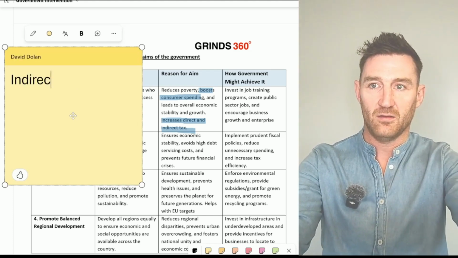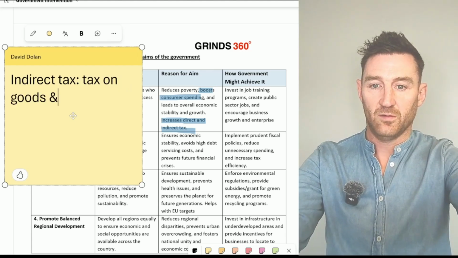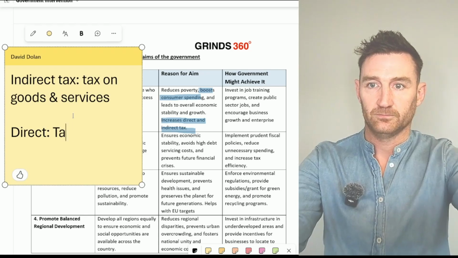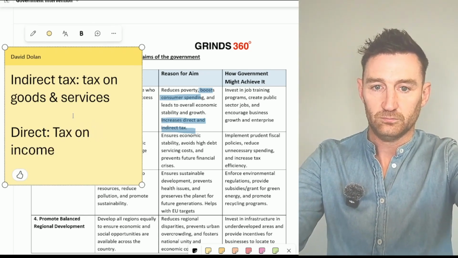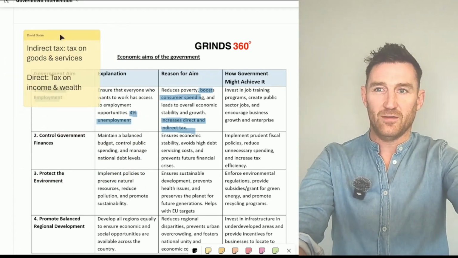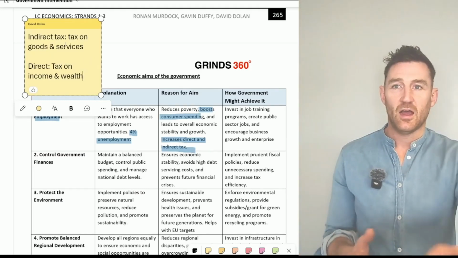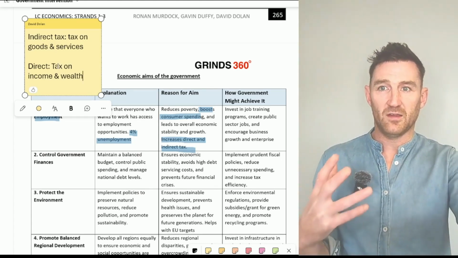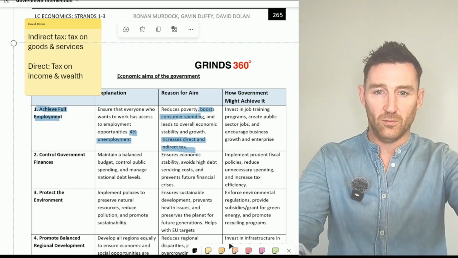So indirect tax: tax on goods and services. Direct tax then, it's tax on income and wealth. So if you're in a situation of full employment, well, you've got more people spending, so more people paying VAT, and because there's more people spending, it means that people's incomes are increasing, and it means that people are paying more income tax. So it's a better situation for the government from a taxation point of view.